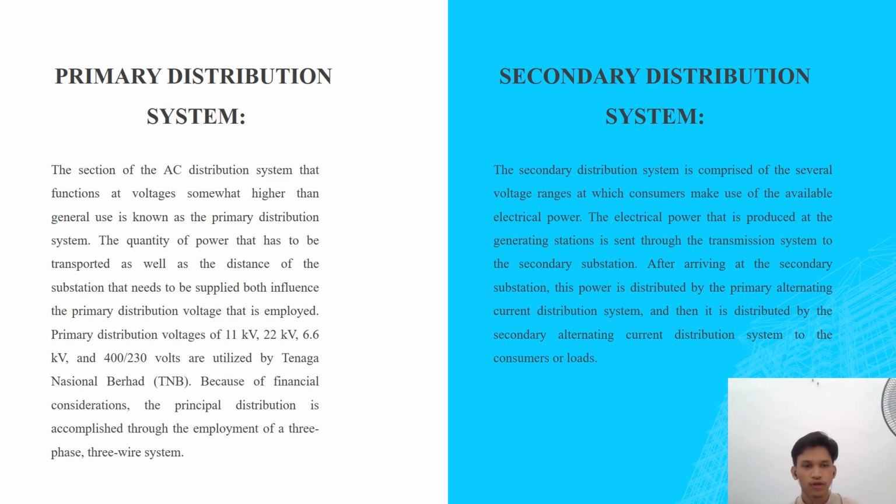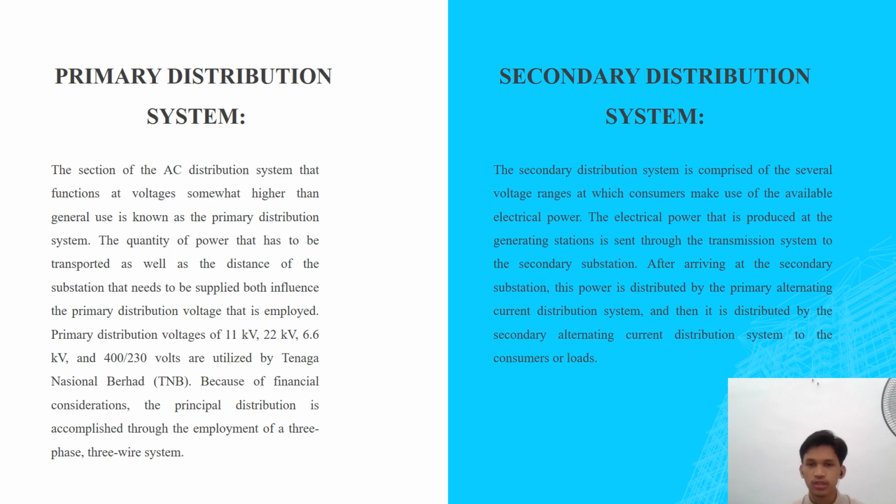Primary distribution voltages of 11 kV, 22 kV, 6.6 kV, and 400/230 volts are utilized by Tenaga Nasional Berhad. Because of financial considerations, the primary distribution is accomplished through the employment of the three-phase, three-wire system.